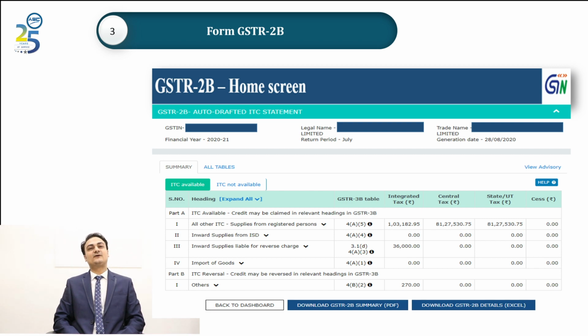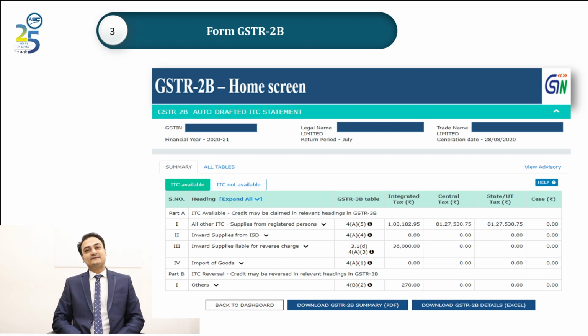If I am talking about the financial year 19-20, the time limit for taking ITC for that financial year will be 6 months from the end of the financial year, that is September 2020, or the GSTR-9C, that is your GST audit and annual return, whichever is earlier.